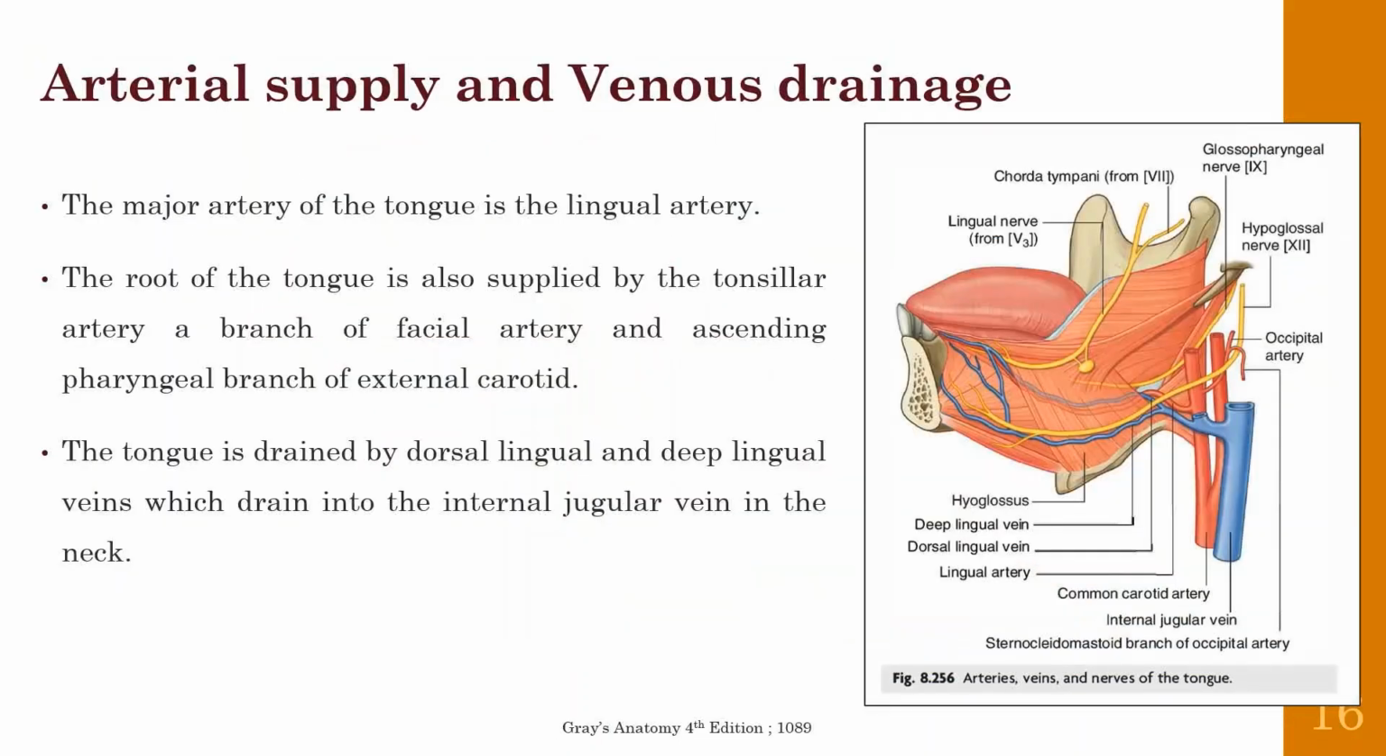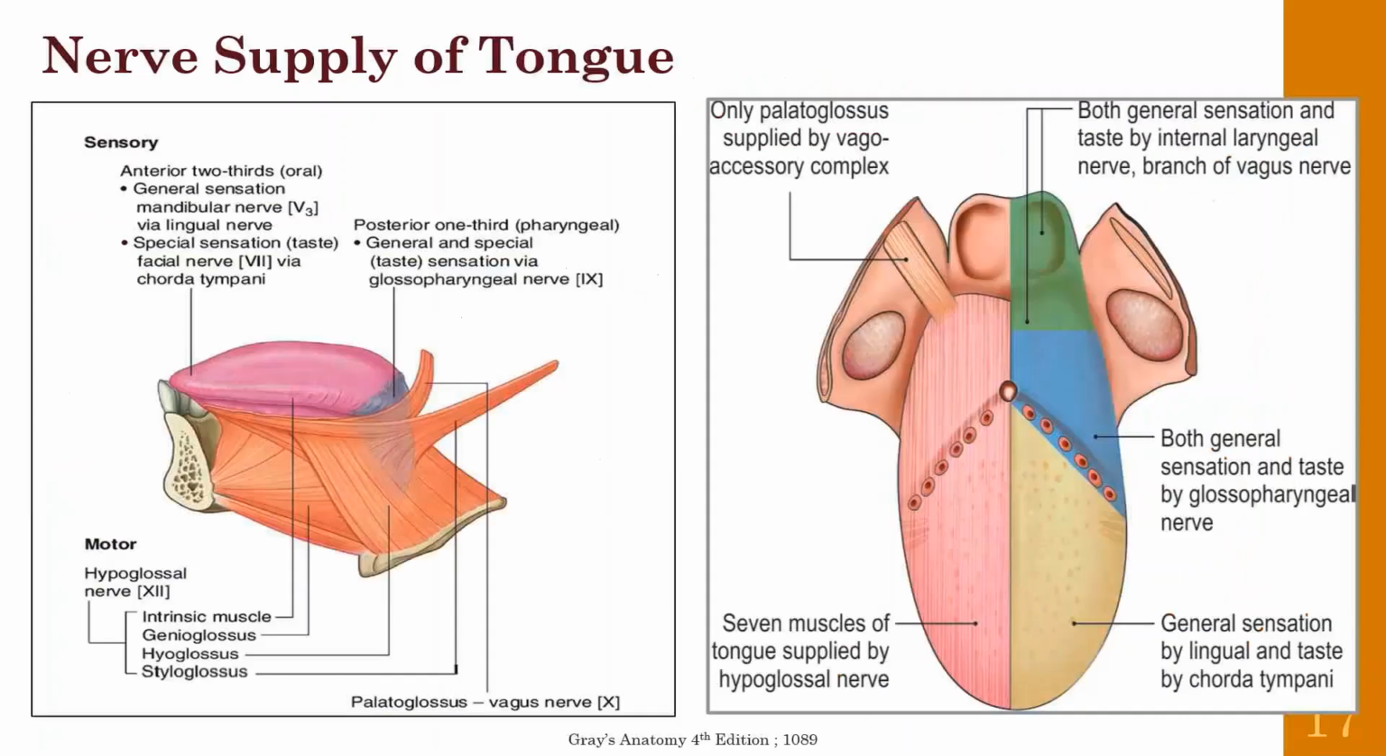Arterial supply and venous drainage. The major artery of the tongue is the lingual artery, which is a branch of the external carotid artery. The root of the tongue is also supplied by the tonsillar artery, a branch of the facial artery, and the ascending pharyngeal branch of the external carotid. The tongue is drained by the dorsal lingual and deep lingual veins, which drain into the internal jugular vein in the neck.